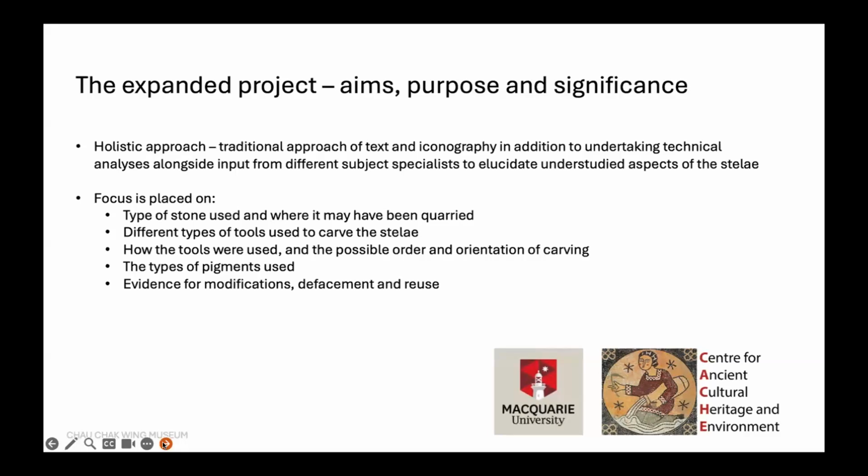Now, this expanded project was initially made possible by a postdoctoral fellowship that I was awarded by Macquarie University's Centre for Ancient Cultures Research in the Environment, or CACHE. And thus, owing to the parameters of this, the project initially focused on the discrete group of 8 New Kingdom stelae in the museum's collection before being expanded to include everything else.